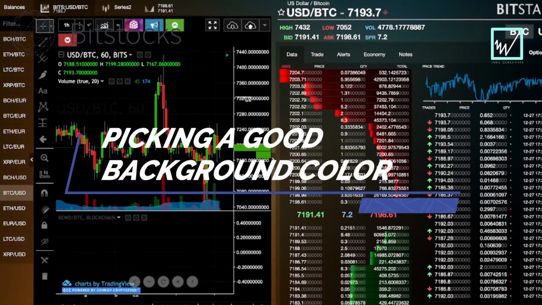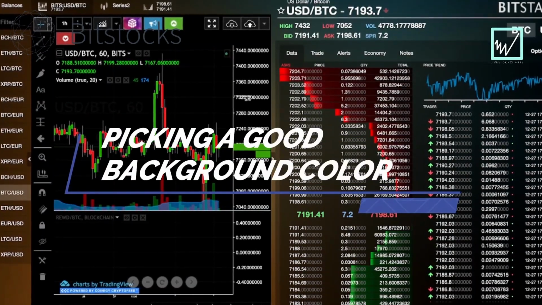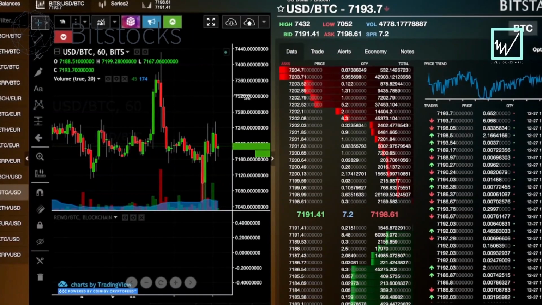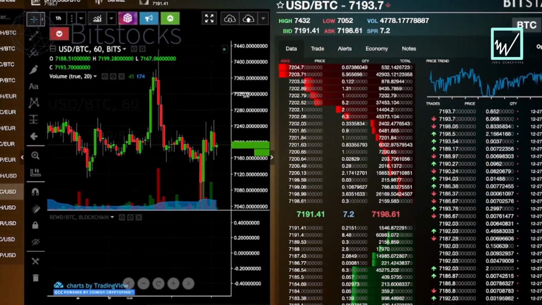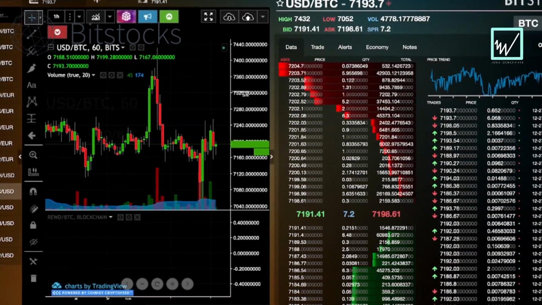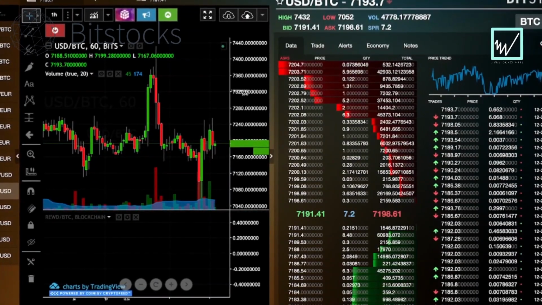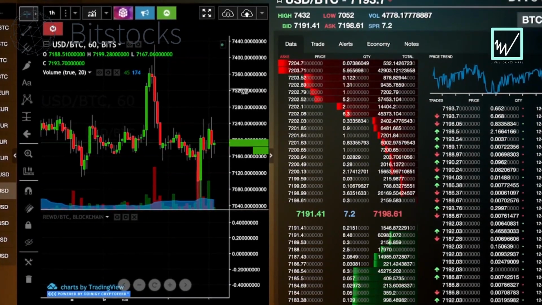Picking a good background color. For your background color, you have to choose one that allows other colors on the chart to be seen. I personally use black color for my background. This way, other colors on the chart including the text colors will become visible. There are also great colors like gray and white colors.